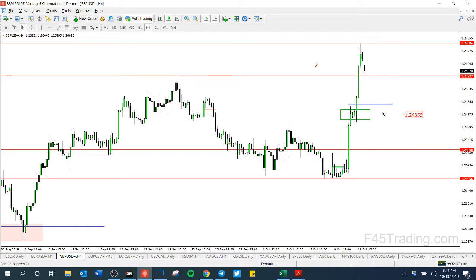Anything above really this blue line, I'd be bullish. Anything below 124.30, you know, 124.35, then we can probably call down here to 123.00 or even 122.00. Okay, so cable's a bit of an X factor right now.